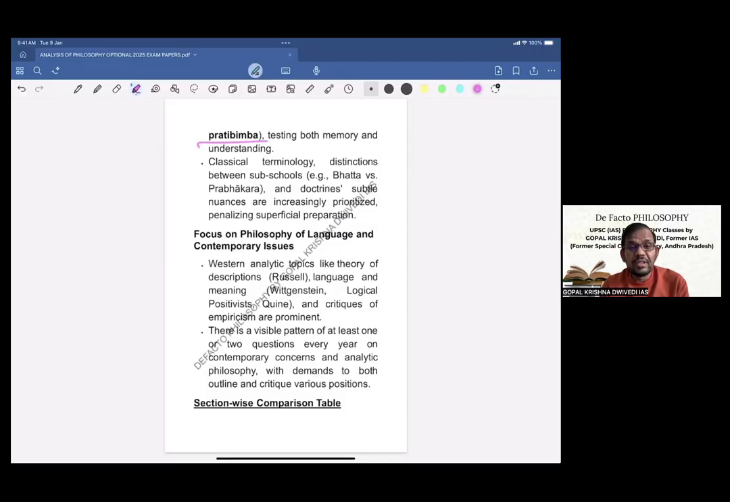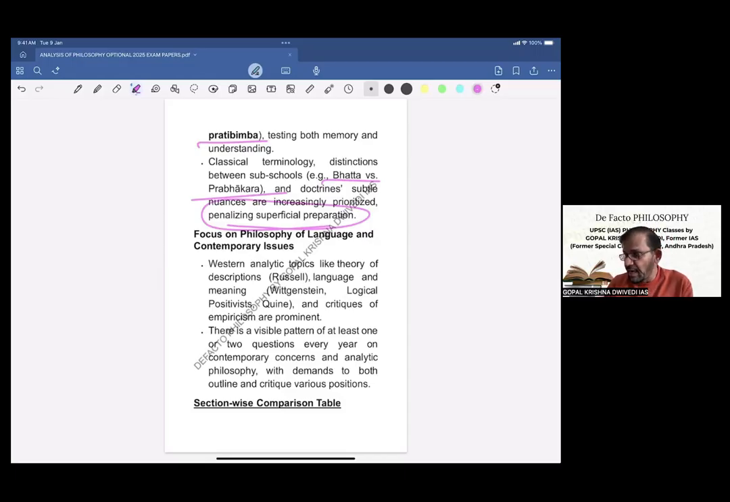So classical terminology, distinctions between sub-schools, for example the Bhatt and Prabhakar schools of Mimamsa, and doctrinal subtle nuances are increasingly prioritized, penalizing superficial preparation. So this is what I wanted to say. If any student prepares very superficially, he may not be able to catch the appropriate language or content for the answer. So one has to go deep and understand the concepts so that in whatever form the question is asked, one can answer, and particularly comparisons. This is very, very important.